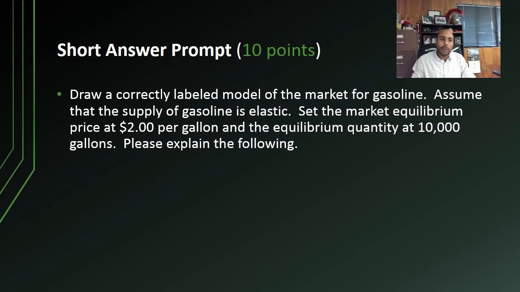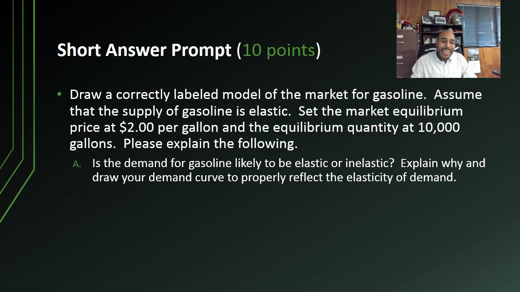Then you're going to explain the following. First of all, is the demand for gas likely to be elastic or inelastic? Okay, think about that for a second. Think about all those factors that determine the elasticity of demand. Is gas something we can be flexible about buying, or is it something that we can't be flexible about buying? Once you figured that out, I need you to explain to me why, and then draw your demand curve to properly reflect the elasticity of demand. Okay? So if it's elastic, make it look elastic. If it's inelastic, please make it look inelastic.